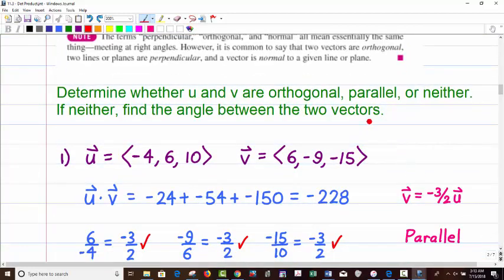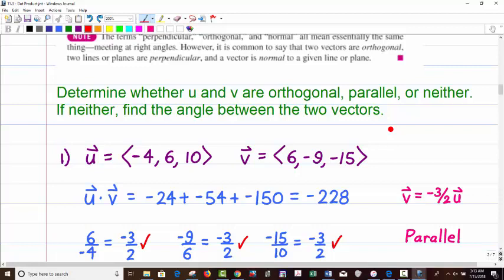Now, in another video, we've talked about parallel. Parallel means the vectors have a common multiple, one of them is a multiple of the other, whether it's a fractional multiple or a whole number multiple. That's how you know that they're parallel.